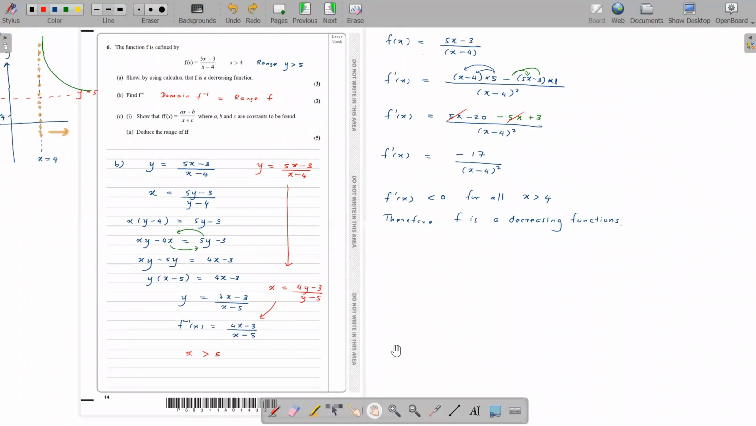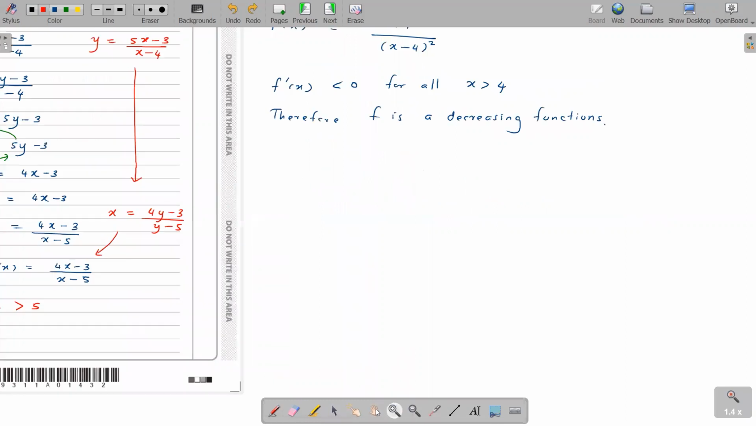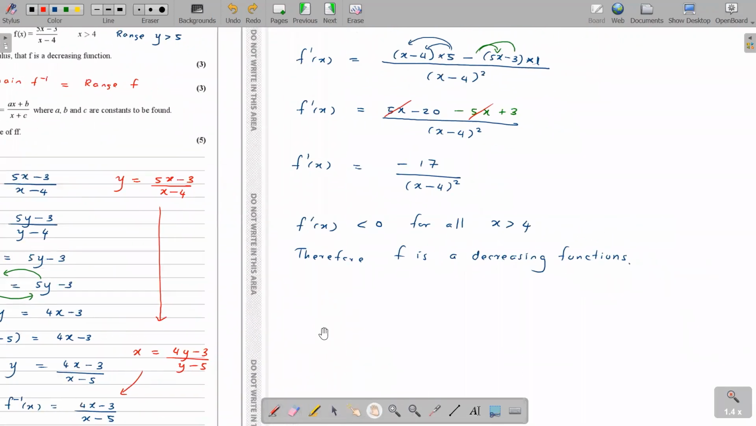So let's move on to part C. Show that f of f(x) equals (ax plus b) over (x plus c). Shall we find f of f(x)? They ask you to find where a, b, c are constants to be found. So let's get it. Part C, f(x) is given as (5x minus 3) over (x minus 4). So let's get f of f(x).